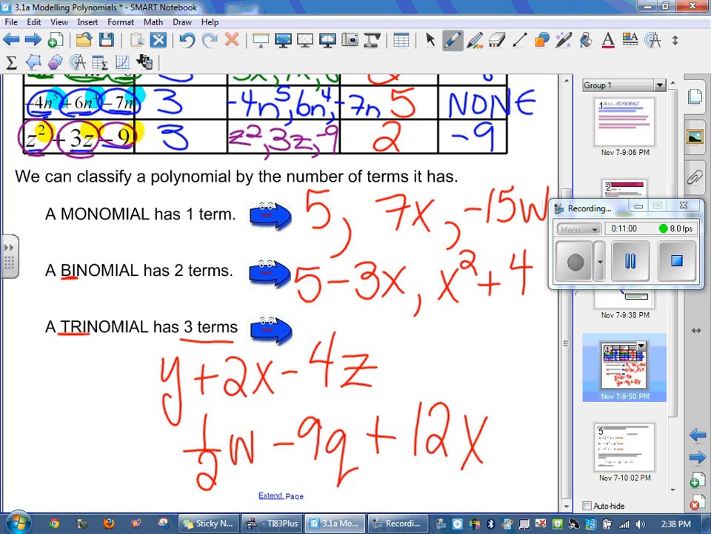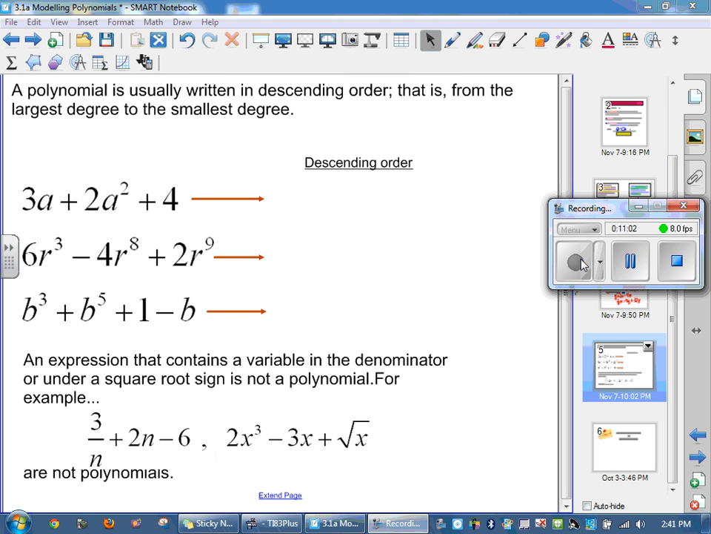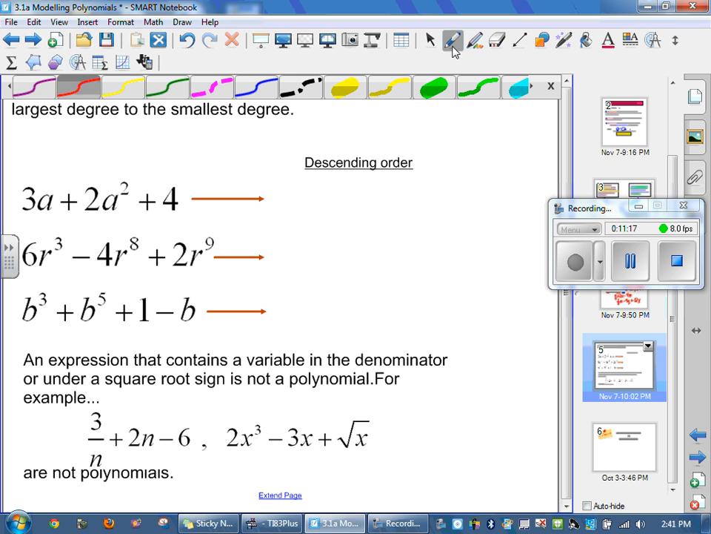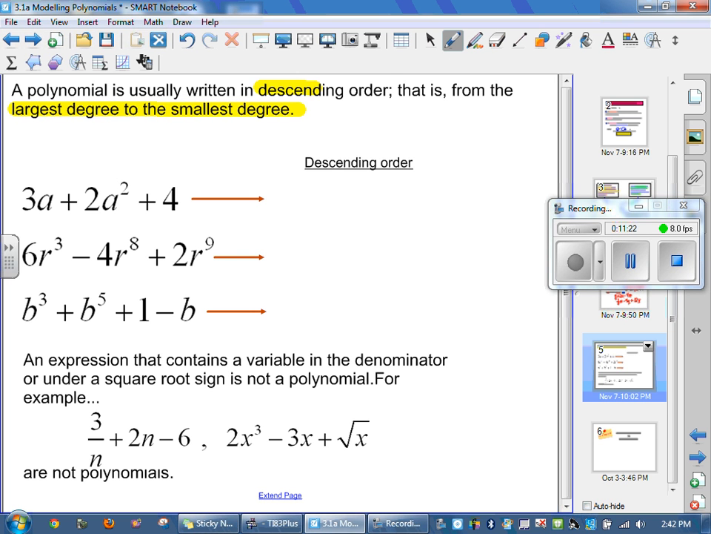Our very last question here is talking about a polynomial, pardon me, that was hard to say today. A polynomial is usually always written in descending order. Now, descending order means that it's going from the largest to smallest, okay? Again, that's talking degree, so it's exponents that they're talking about. So it must be written in descending order, big to small. And the exponents are the ones that tell you what order they go in.